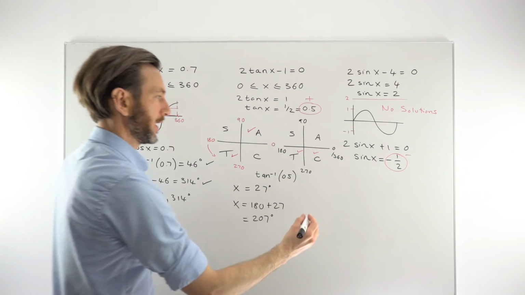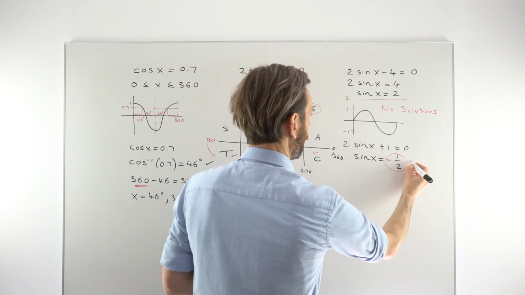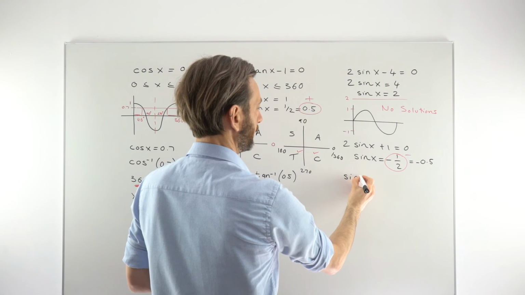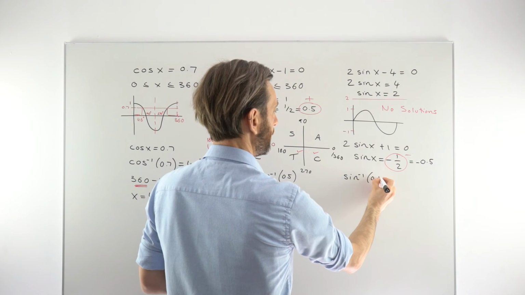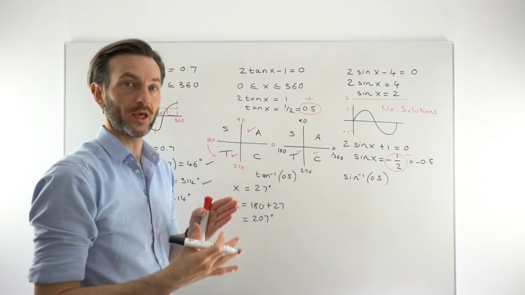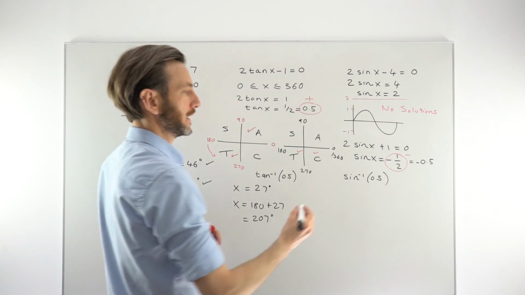The other change in process is when we come to do our, we'll maybe just call that minus 0.5. When we come to do our inverse, you drop the negative, okay? So it's going to be sine inverse of just positive 0.5. That's just part of the process. As you get further into trig, you'll realize why you need to do that.